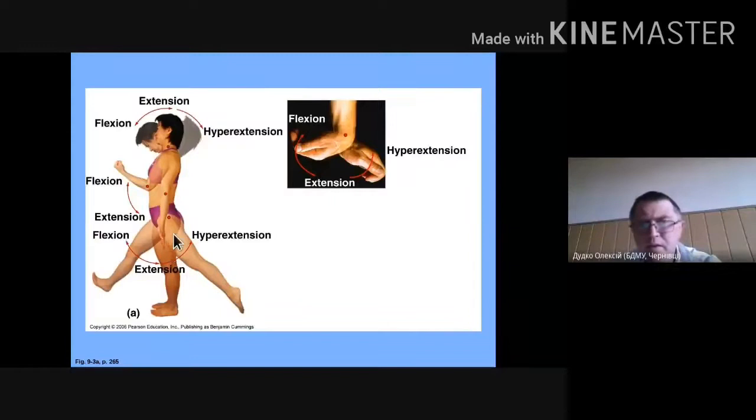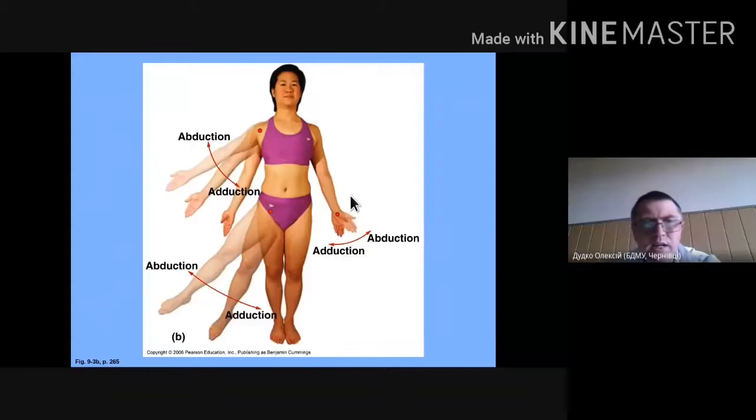So we should check the range of motion in all joints, and if it is decreased, this pathology is called a contracture, and a number of reasons can cause a contracture. These reasons we'll discuss with you in our practical classes. Again, movement from the midline is abduction, and movement to the midline is adduction.